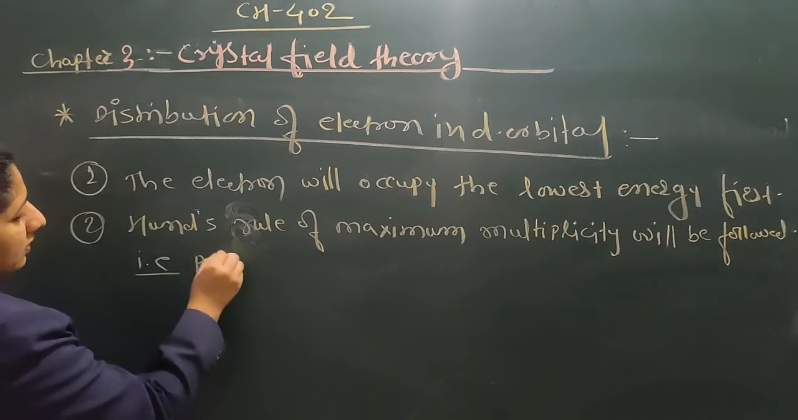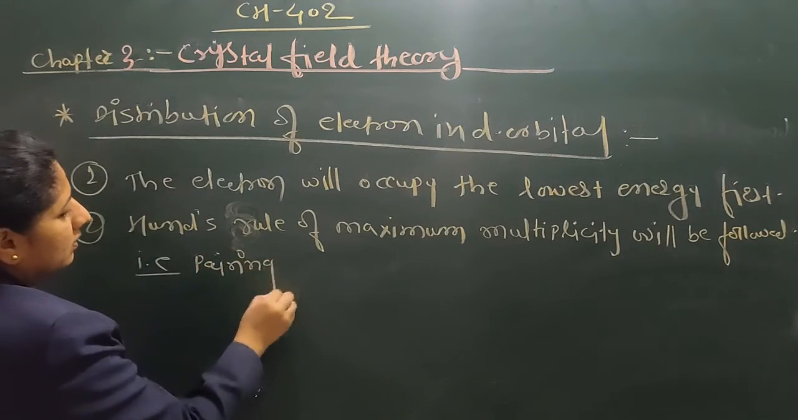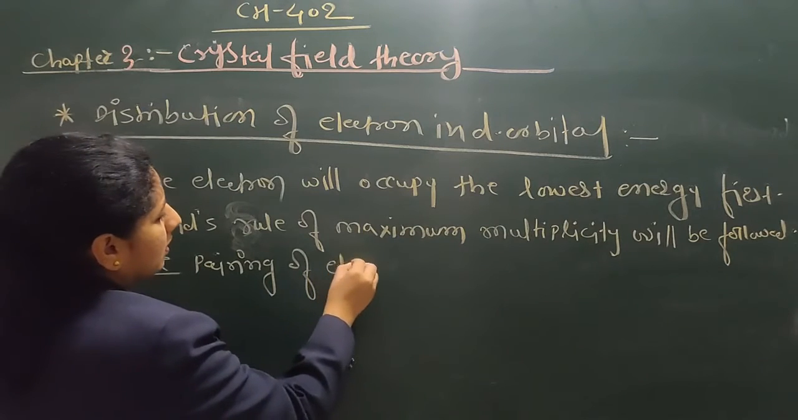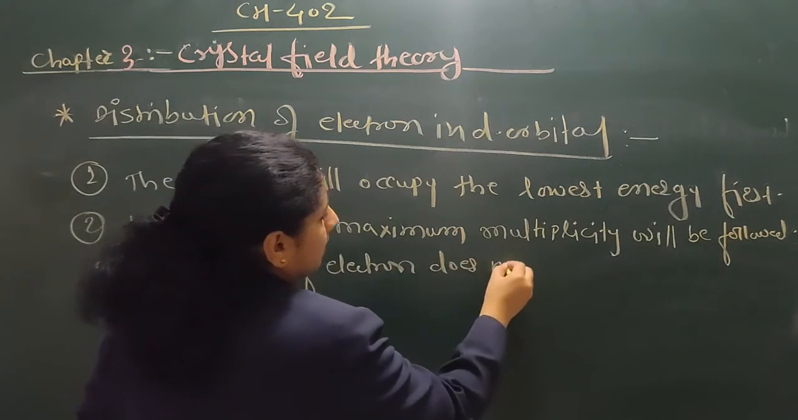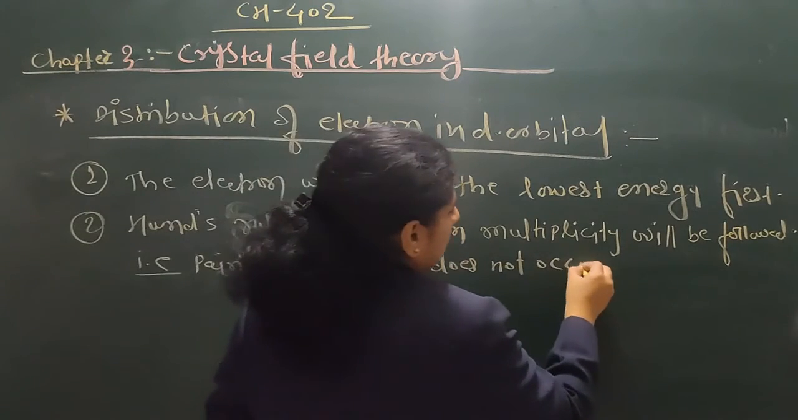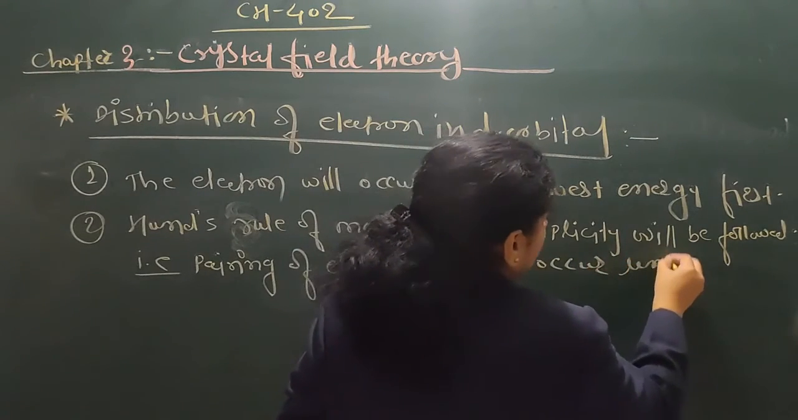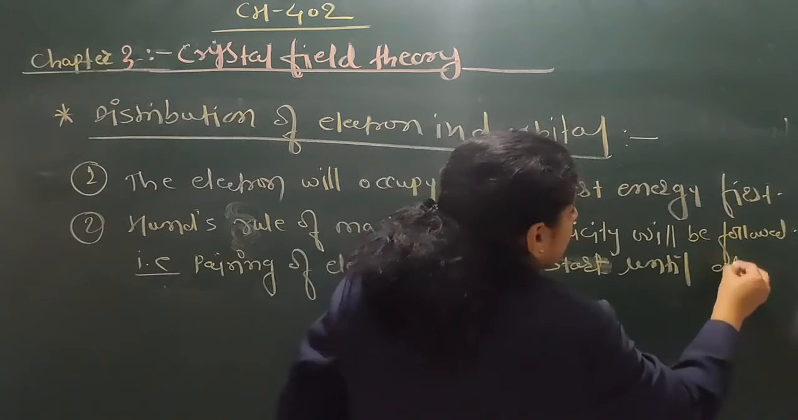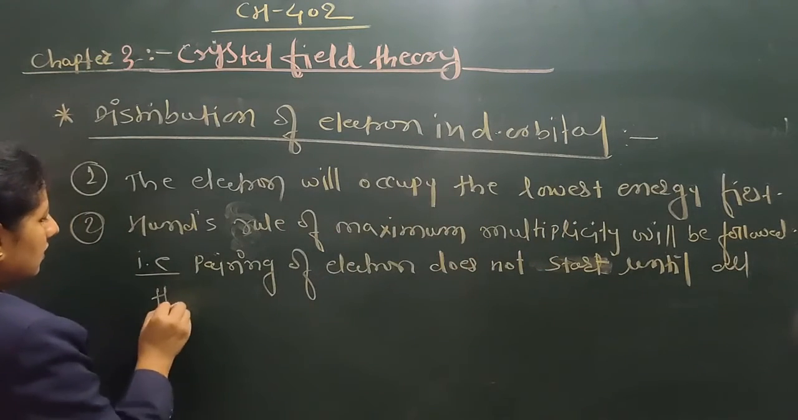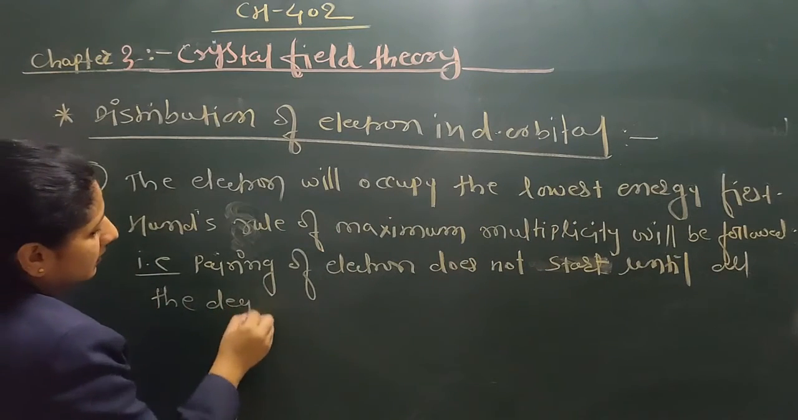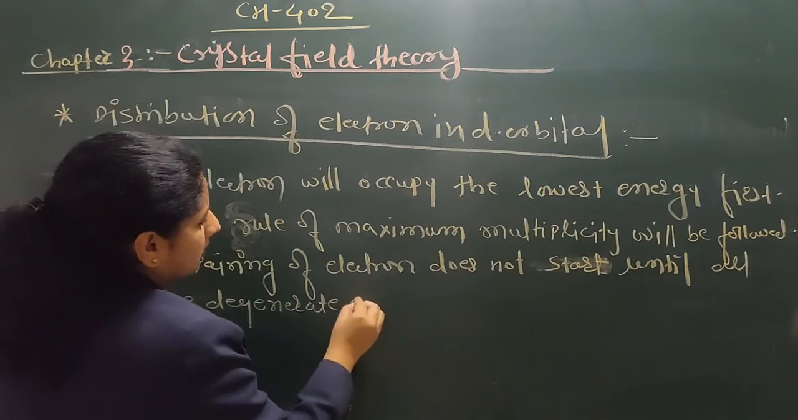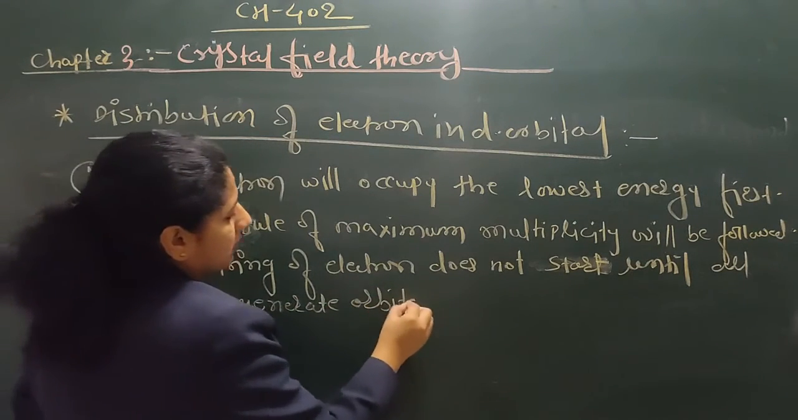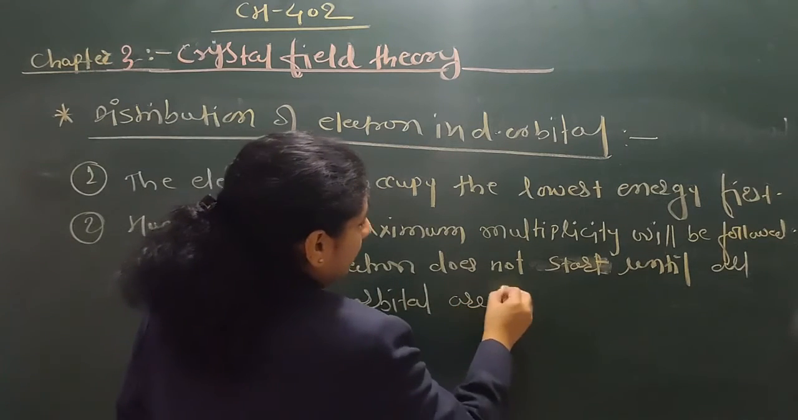Pairing of electrons does not occur until all the degenerate orbitals are singly occupied.